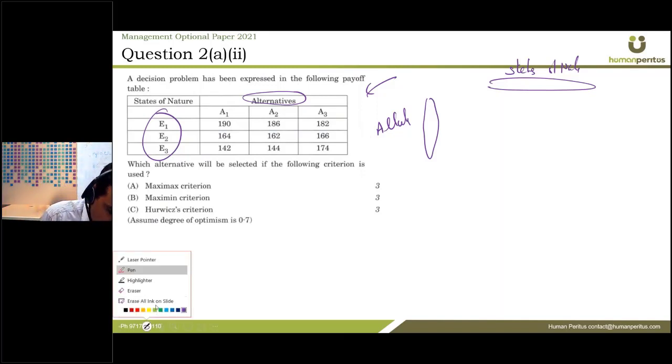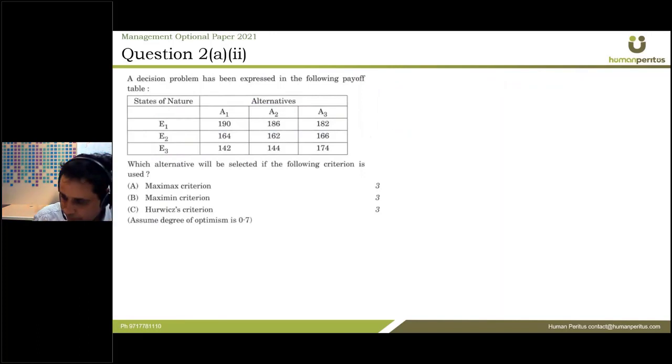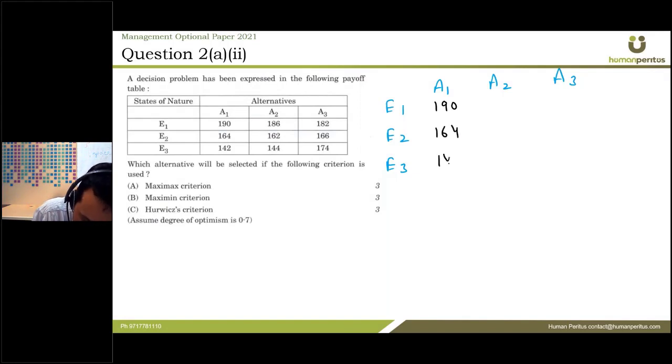Okay, so let us try to do it now. So our alternatives are given above, okay. So alternatives are my A1, A2, A3, and my states of nature are E1, E2, and E3. So let us add the data points: 190, 164, 142, 186, 162, 144, 182, 166, 174.